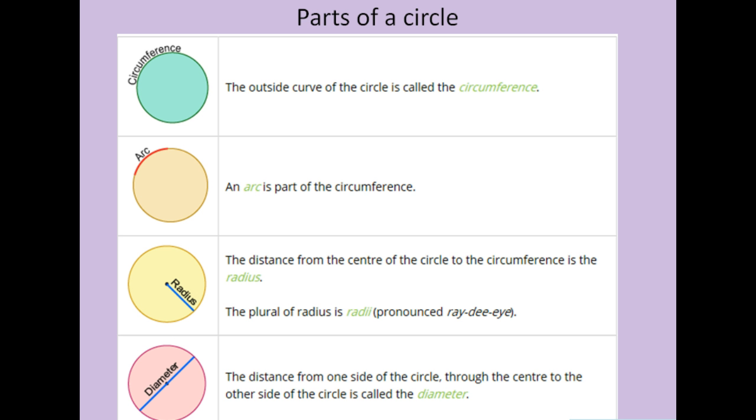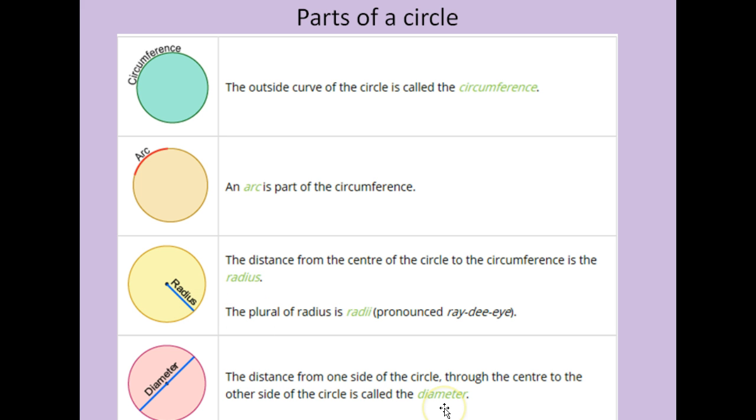Okay, next slide. There's also different parts of a circle that we need to know, so I'd like you to draw up this table for me. The first one is circumference, which is the outside curve of the circle. We then have arc. Arc is part of the circumference, so it's not all of it, it's just a section of it. The radius is the distance from the center of the circle to the circumference. So it's from the middle out to the edge.